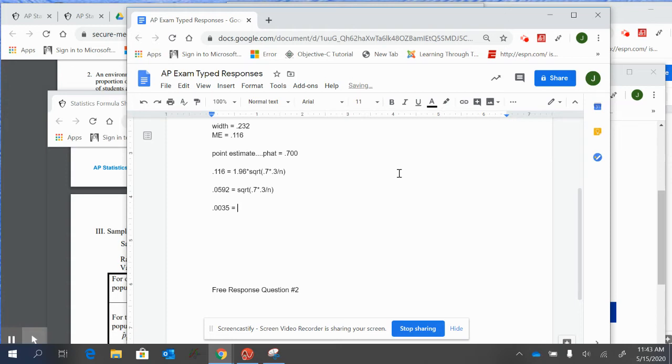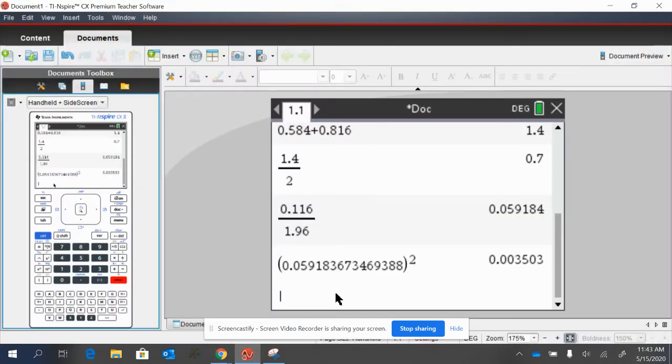Now this is going to be, okay, and basically what we're going to do is we're going to end up cross multiplying. So it's going to be n equals 0.21 divided by 0.0035. Okay. 0.21 divided by the answer.